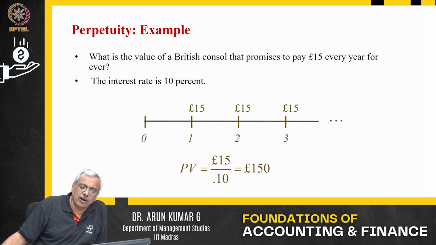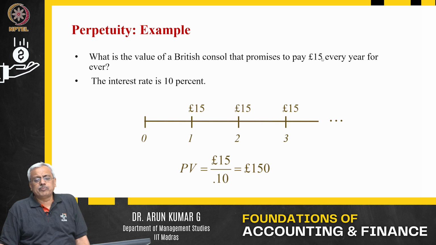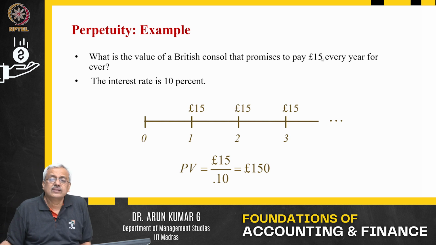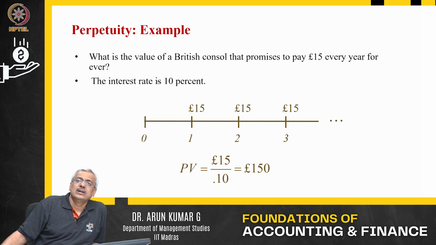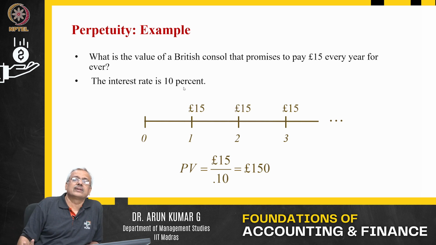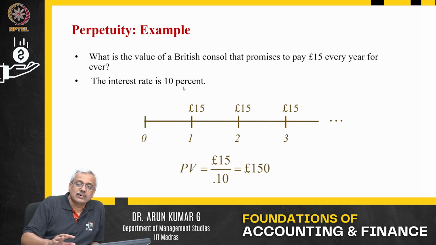A British consol that promises to pay 15 pounds every year forever. Your discounting rate is 10%. So, what is it? 15 pounds every year discounted at 10%, 15 divided by 10%, that is all. So, present value is 150 pounds. If I pay 150 pounds, I can get 15 pounds every year for time immemorial, so that my expected return of 10% is met. That is what we say perpetuity.